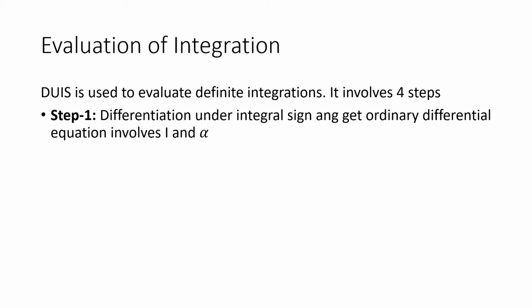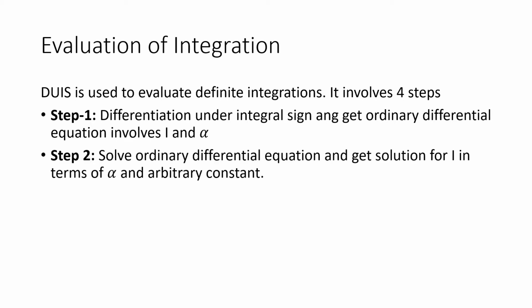Now what is step 2? Solve this ordinary differential equation and get the solution. Then you will get the solution for I in terms of alpha, and with this you will also get arbitrary constants.